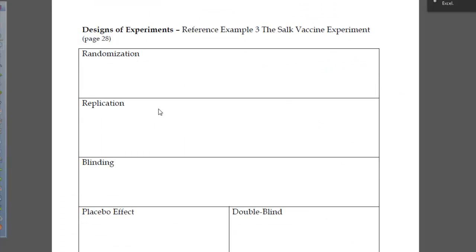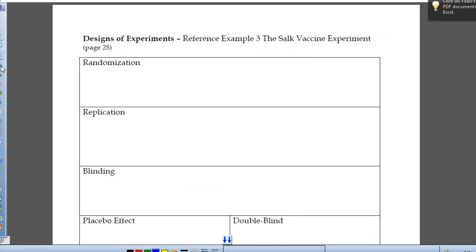Okay, so this gives us a point of reference, but some things we want to talk about have to do with randomization. Okay, randomization is when we use a random process to assign people to the various treatment groups. Okay, so that's what they did here. Use a random process.